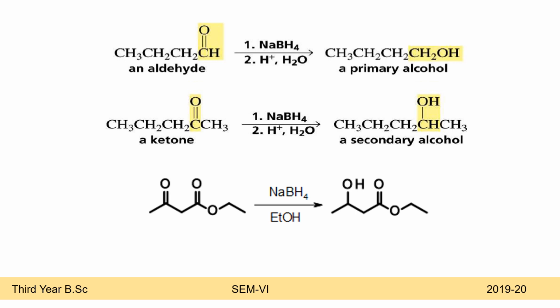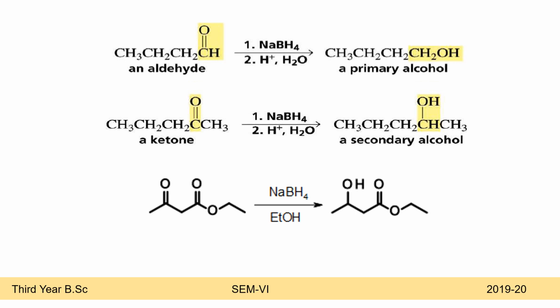Let us see some examples of sodium borohydride. So this is an aldehyde, 1, 2, 3, 4. This is butanaldehyde. When reacted with sodium borohydride and methanol as a solvent, generally an alcohol being a solvent, it always gives a primary alcohol. This particular aldehyde gives a primary alcohol.